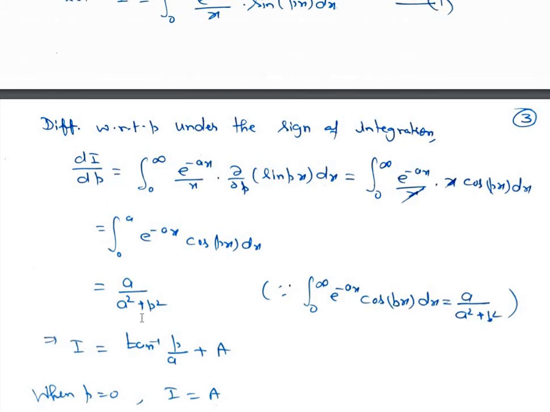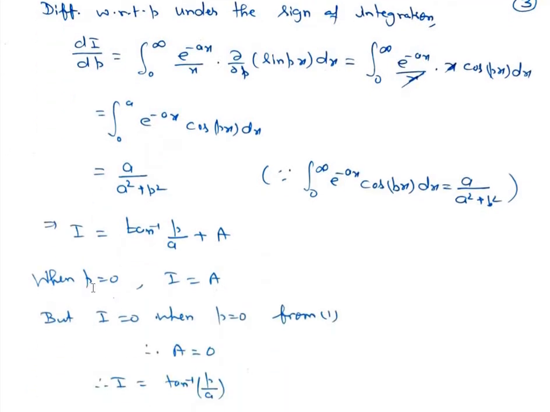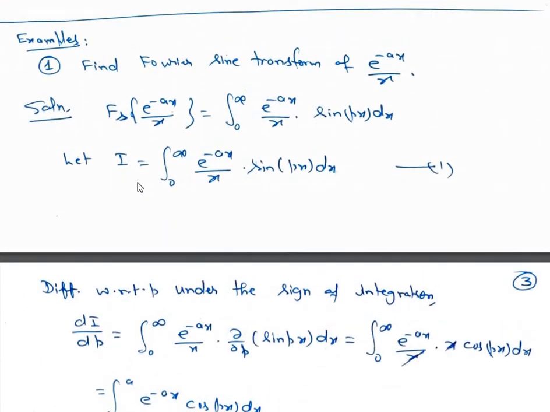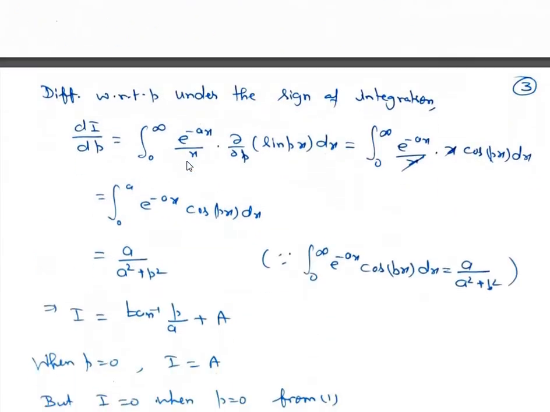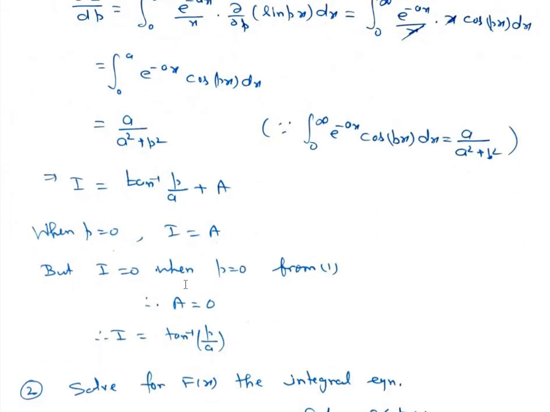Therefore, integrating with respect to p, we have I is equal to tan inverse p upon a plus A. Now if you put p is equal to 0 here, tan inverse 0 is 0, so I is equal to A. Now from equation 1, if you put p is equal to 0, then sin 0 is 0, so I is equal to 0. Combining these two, we get A is equal to 0. That means I is equal to tan inverse of p upon a.